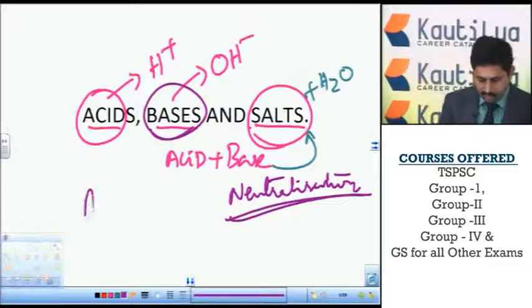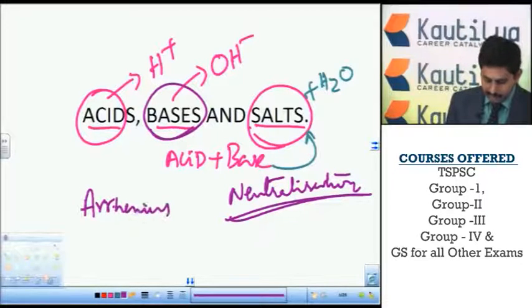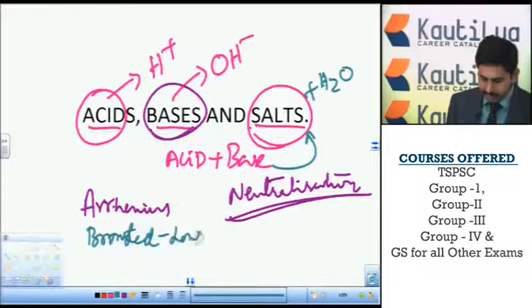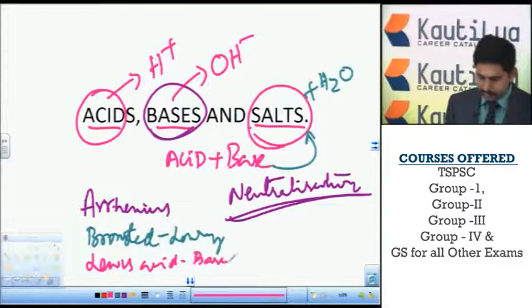One theory is called Arrhenius theory. The next theory is called Bronsted-Lowry theory. And one more theory is called Lewis acid-base theory.